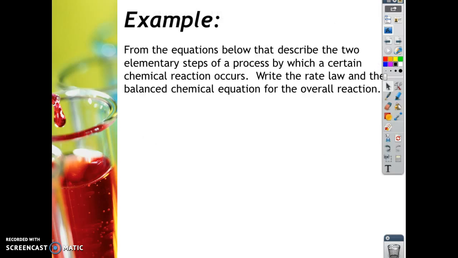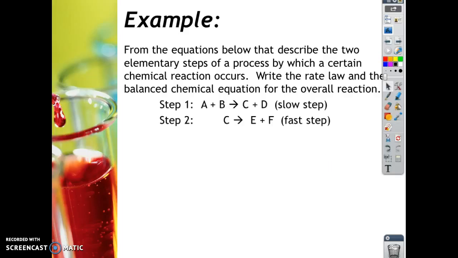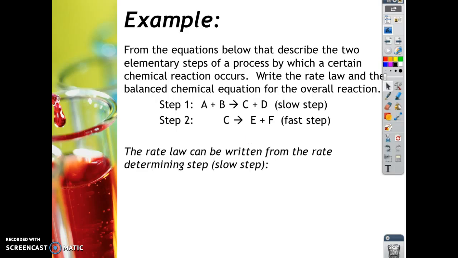So here's an example. From the equations below that describe the 2 elementary steps of a process, write the rate law and the balanced chemical reaction. Well, these are just a show here. We're saying we have A and B going together to form C and D, and then we have C, and we're converting that to E and F. Well, what do you think we're going to have to do? We're going to have to only consider our reactants. But what are our reactants here? Are they A, B, and C? No, because C is technically a product here.